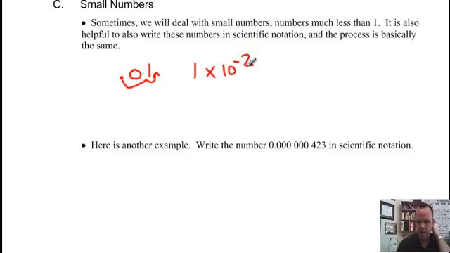Another example we have here, 0.000000423. In this case, we'd want to move it 1, 2, 3 places, 4, 5, 6 places, and then between 1 and 10, so 7 places. So the number 4.23, we moved it 7 places, so 10 to the negative 7th.